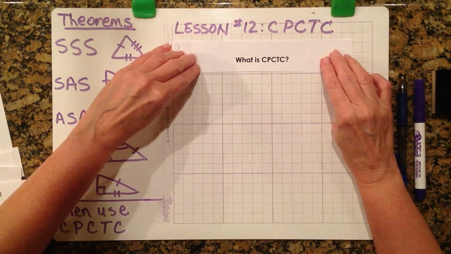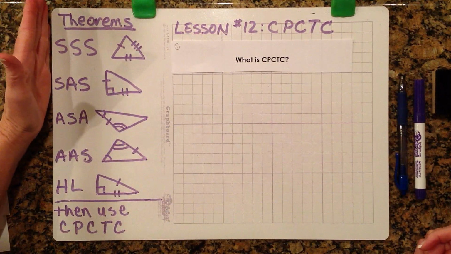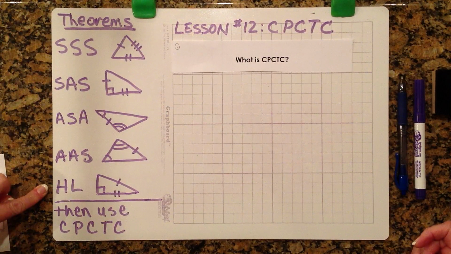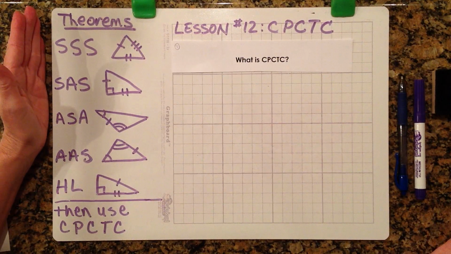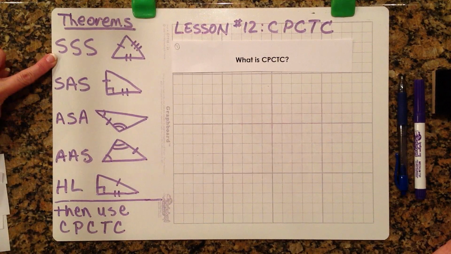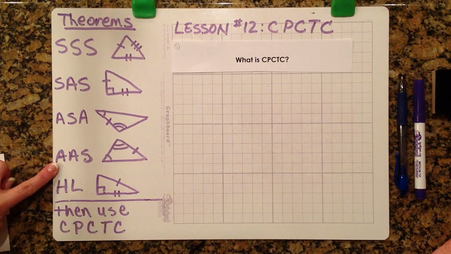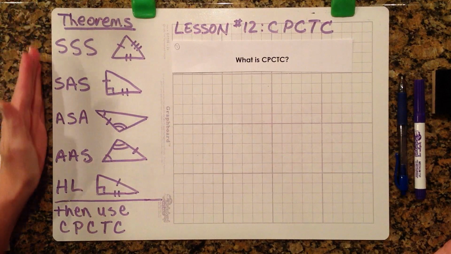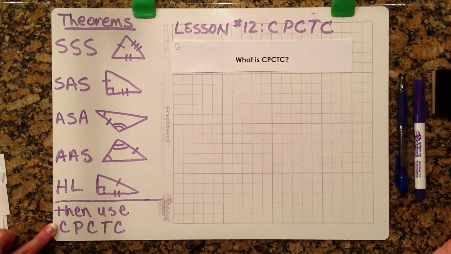What is CPCTC? Well, what we do is we learn to prove triangles are congruent by one of these 5 theorems. If we had 2 triangles, we could prove that they're congruent to each other by using SSS, SAS, ASA, AAS, or HL. Today we're still proving that triangles are congruent, but then we're taking it one step further and we're using CPCTC.